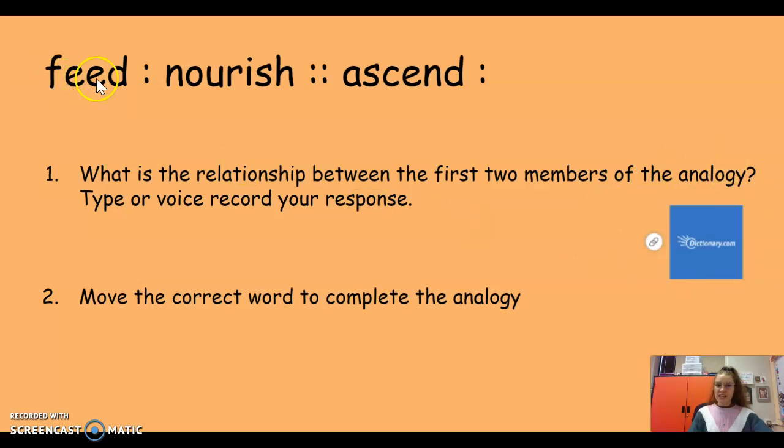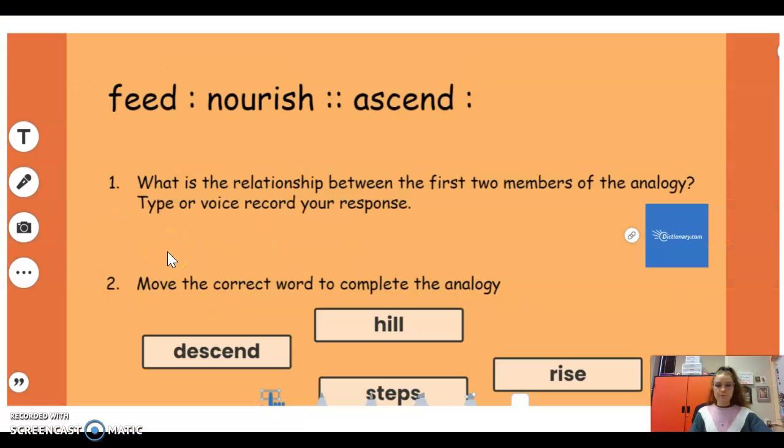So if you're looking at feed and nourish, you might know what feed means and not nourish, or you might know what nourish means and not feed. So in order for you to know how those 2 words are related, you might need to look them up on dictionary.com to know what their relationship is to each other, because you cannot complete the analogy until you know the relationship between the first 2 parts. So after you know the relationship, you either typed it or recorded your voice to talk about how they were related, then you move on to part 2.